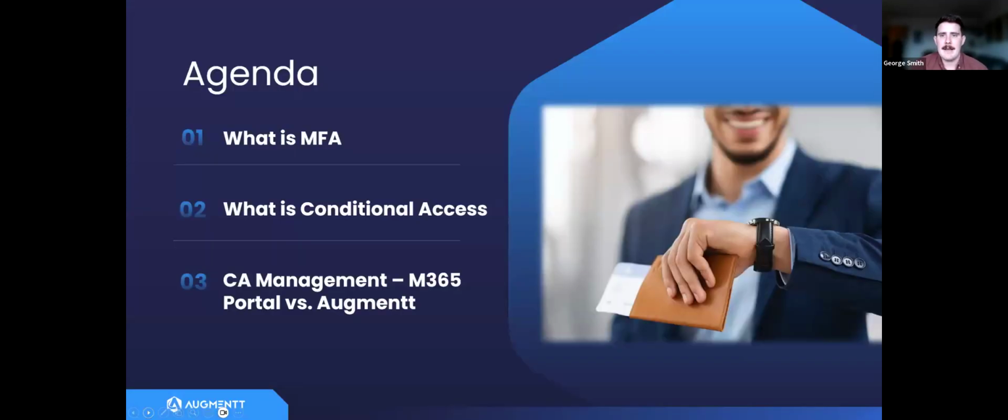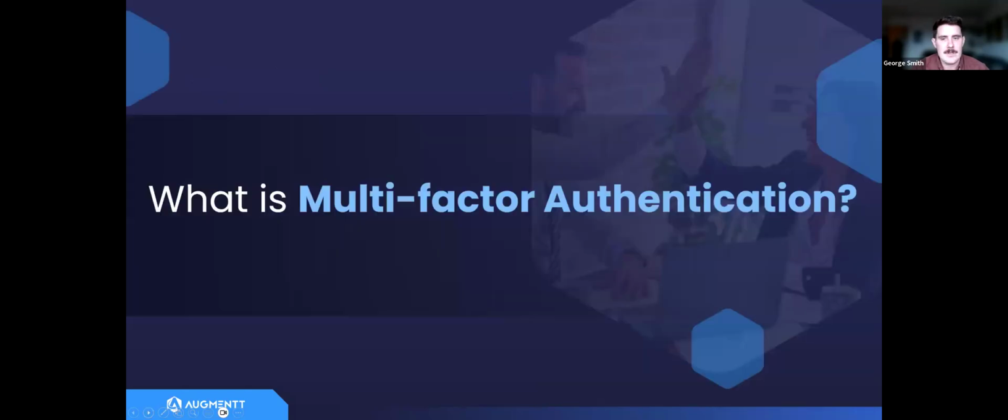Quick little agenda, guys. We're not going to take up too much of your time today, probably about 20 to 30 minutes on this topic itself, and then, of course, time at the end for Q&A. But today we're going to be jumping into, first of all, what is MFA? Most people on this call, I'm sure, will know what MFA is, but it's important to cover that at a high level for anybody who doesn't know what MFA is and is watching today or at a later date. Then leading us into what conditional access is, before taking a deeper look at conditional access management within M365. And then, of course, showing you some of the stuff that we're doing with Augmentt that makes that nice and easy. So first up, what is multi-factor authentication?